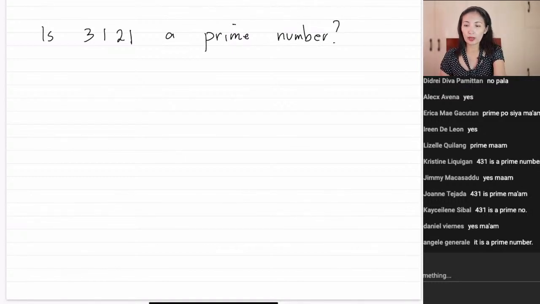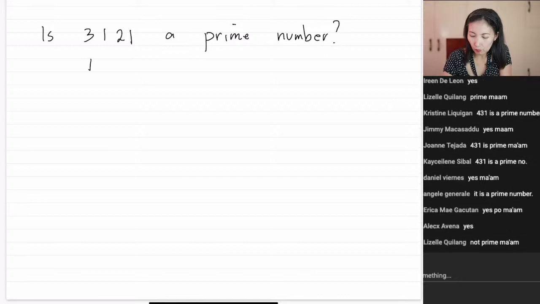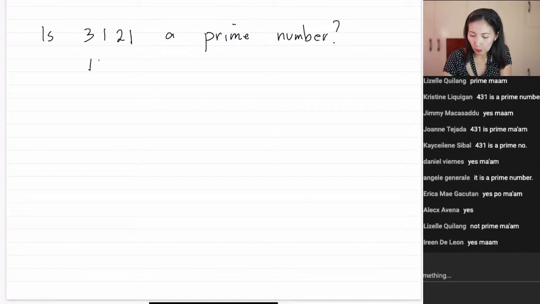Is 3,121 a prime number? Is it a prime number? How about 1,200? Is it a prime number? Not prime. Ay, not prime daw.